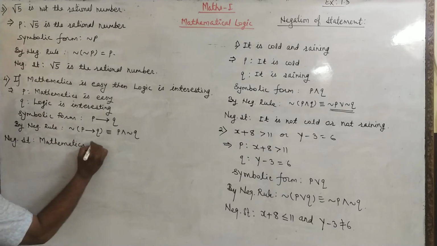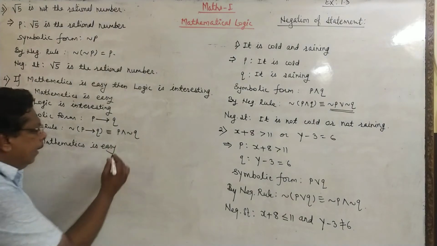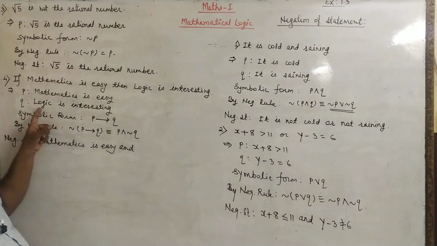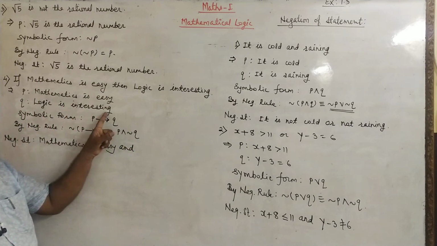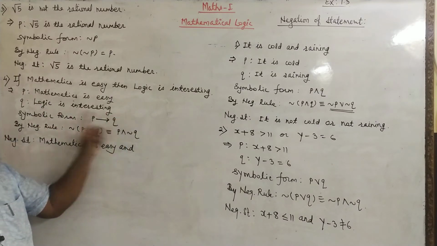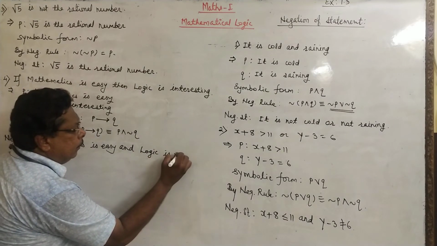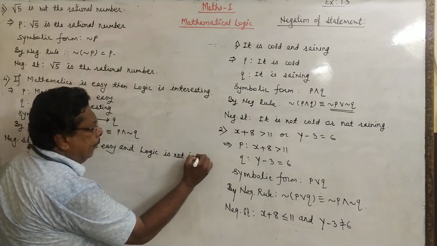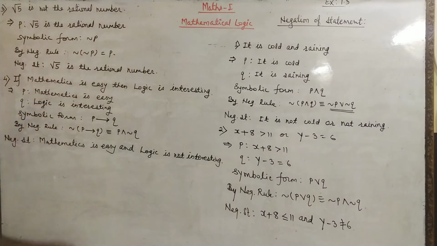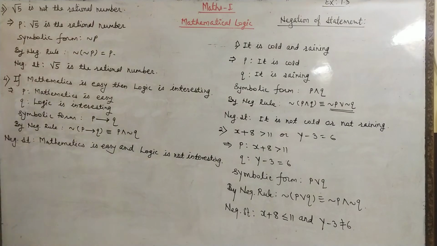Mathematics is easy. The connective is 'and', negation Q. But what is Q? Logic is interesting. This is the statement Q. What is negation Q? Logic is not interesting. Okay, now this is the negation statement of the given statement: if mathematics is easy, then logic is interesting.